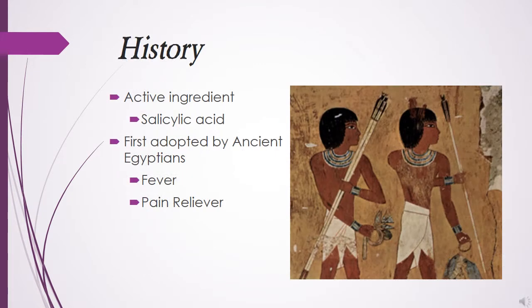The active ingredient in aspirin is salicylic acid. This can be found in plant extracts, such as the bark of willow trees. While aspirin was only first produced over 100 years ago, salicylic acid has been used since the time of the ancient Egyptians. The salicylic acid from the plant extracts helped in relieving headaches and pains and reduced fevers.